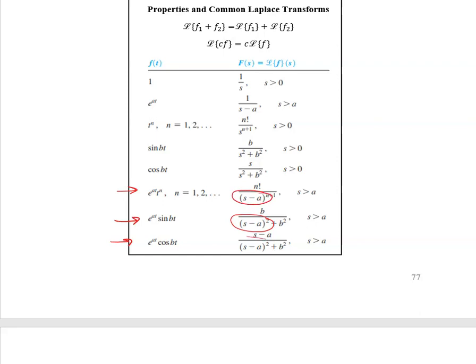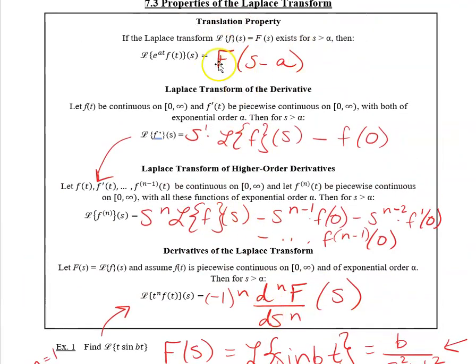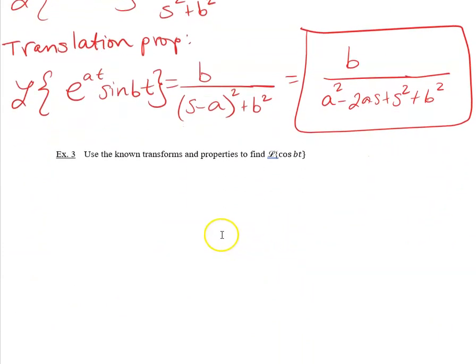This is that translation property that we're talking about. That's it right there. So these are common. They will come up a lot as we go through this chapter. But I wanted you to see in this section how that translation property applies, and that's where those rules came from. Let's do one more.